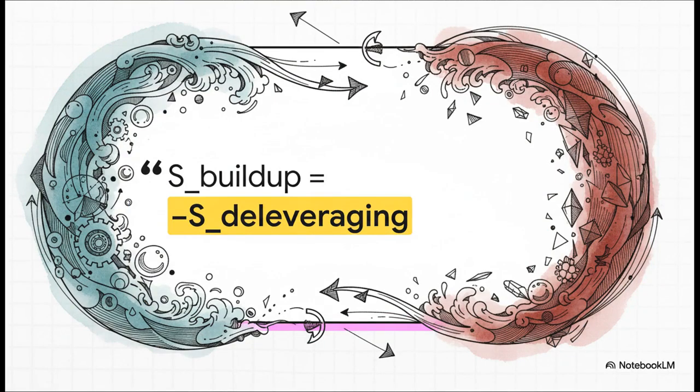And according to the theory, this isn't just a nice metaphor. No, it's a structural constraint of the system. The total action built up on the way up must be equal and opposite to the action released on the way down. The system is literally forced to balance itself.